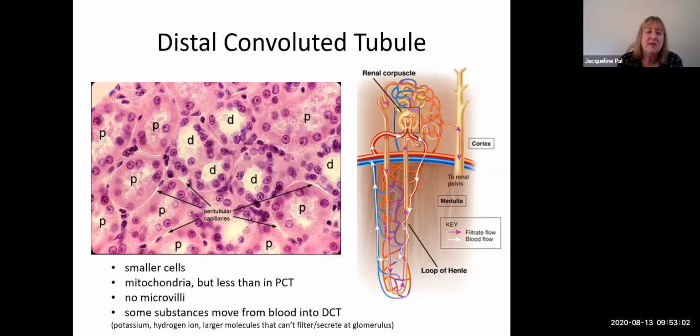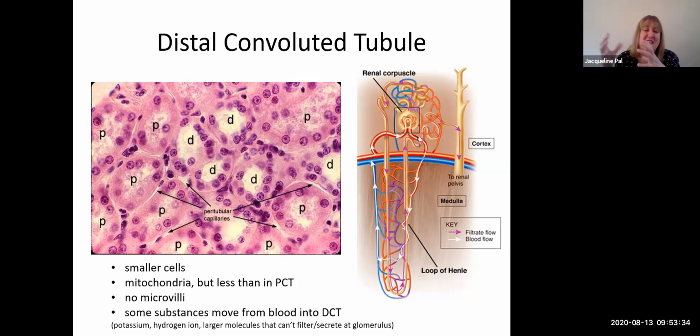All right, so now looking at cross sections, I hope from a glance, if you step back and try not to look at the P's and the D's, you can notice that some of these cross sections, the cells look decidedly pink, whereas in other ones, the cells look decidedly purple by comparison. And the reason for that is in the distal convoluted tubule, although the cells have mitochondria, they don't have nearly the number of mitochondria as found in the proximal convoluted tubule.